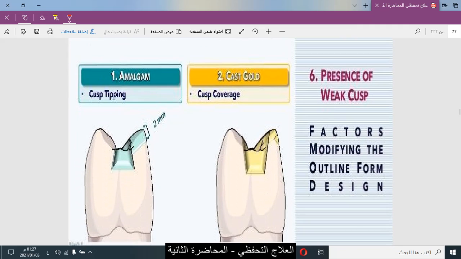This is in case of weak cusps, so we need 2 millimeters of thickness for capping the cusp with amalgam, or we have to do a counter bevel here for cast gold.